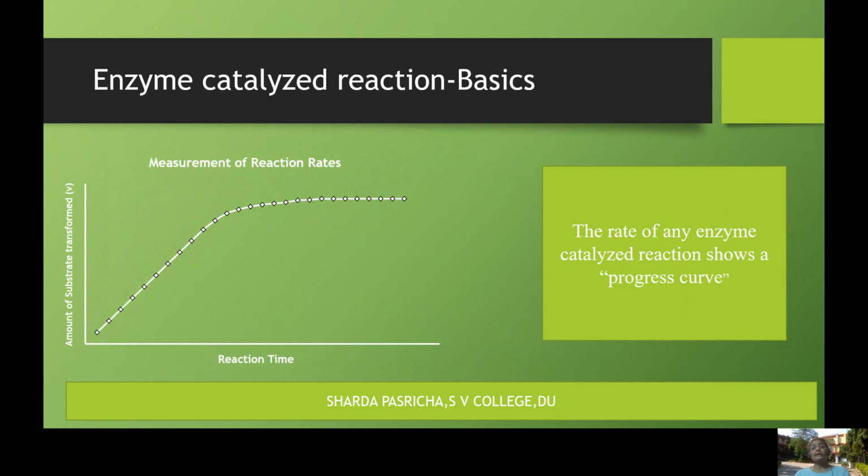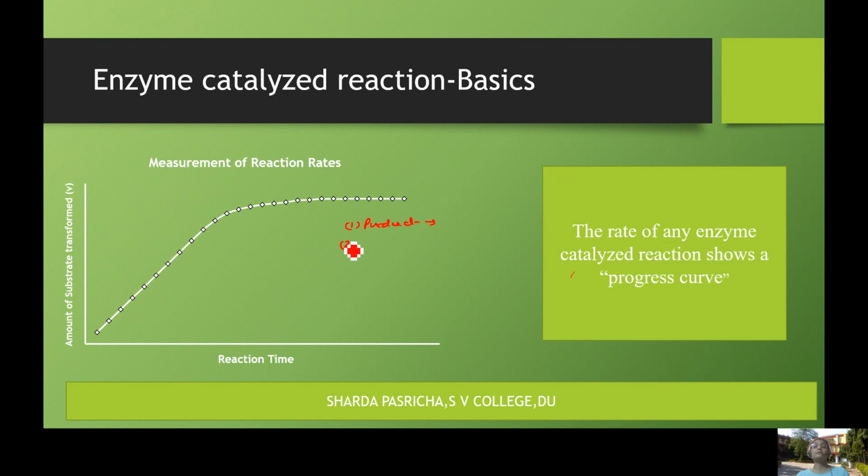For any enzyme catalyzed reaction, the measurement of the enzyme reaction rates can be done by plotting what we call the progress curve. Progress curve is a graph of the amount of substrate which is transformed versus the reaction time. You can see that the rate of the reaction is linear initially, it becomes slower, and then it becomes constant. This happens because of four possible reasons. One is the product that is formed may start retarding the reaction.